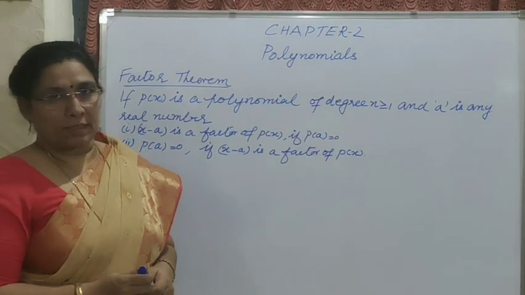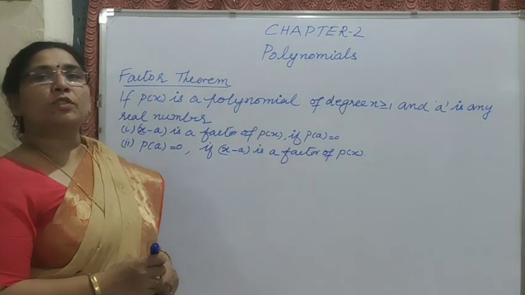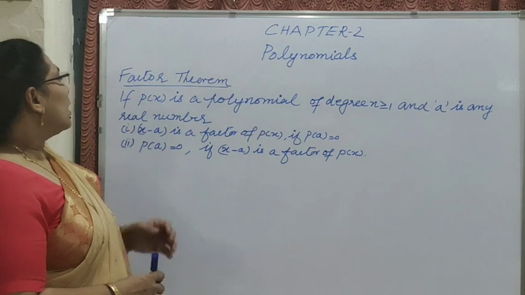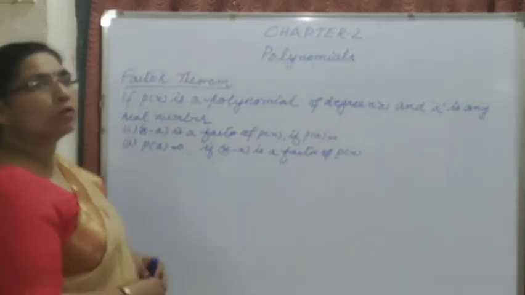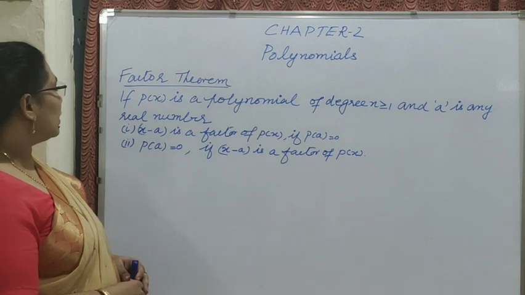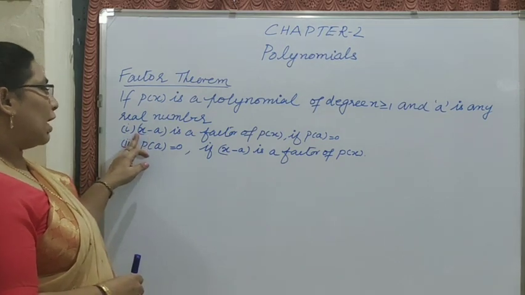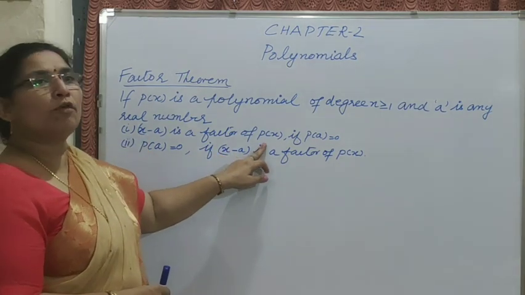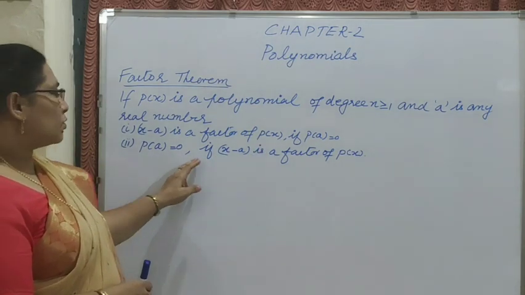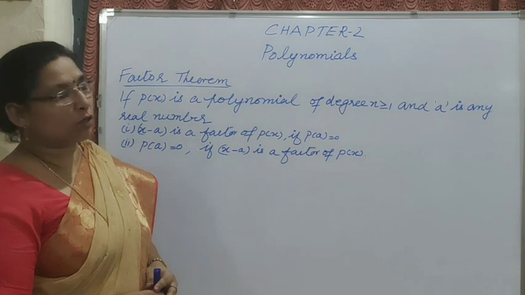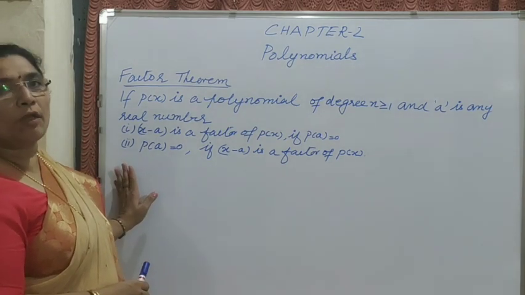Chapter 2 Polynomials. Today's class we are going to learn about the factor theorem. If p of x is a polynomial of degree n greater than or equal to 1 and a is any real number, then x minus a is a factor of p of x if p of a equals 0. Similarly, p of a equals 0 if x minus a is a factor of p of x. This is the statement of the factor theorem.